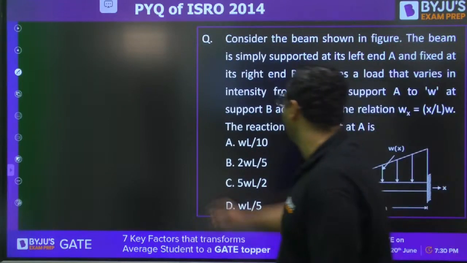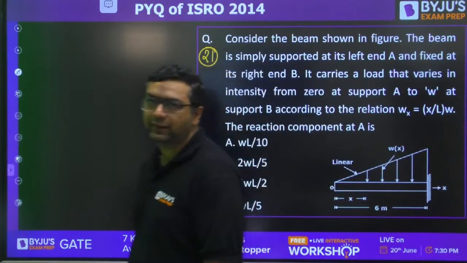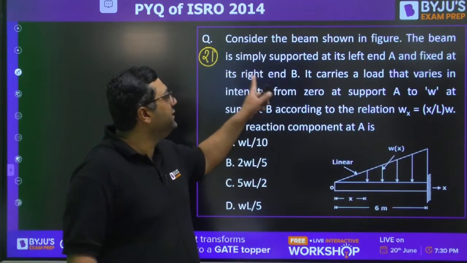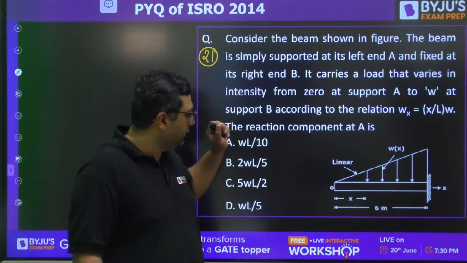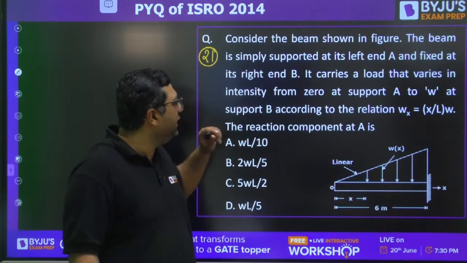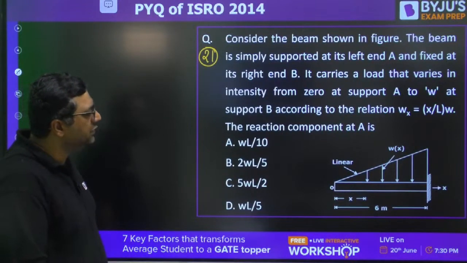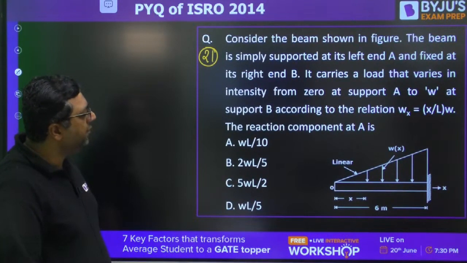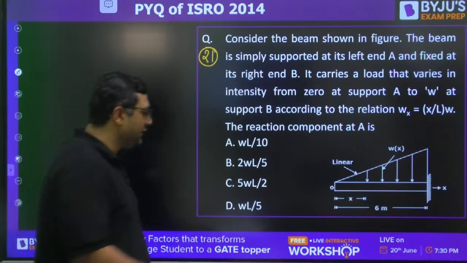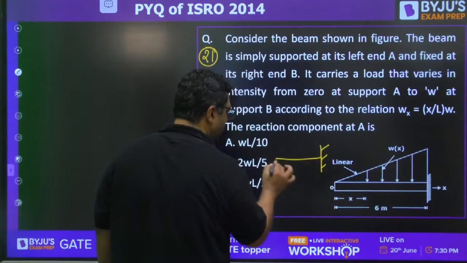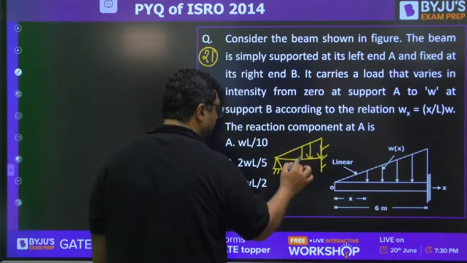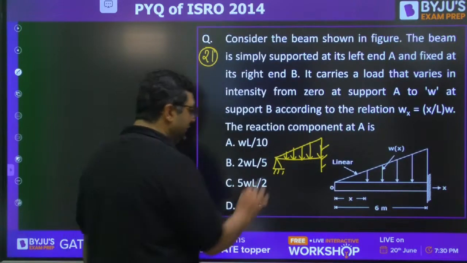This is question number 21. The question says, consider the beam shown in the figure. The beam is simply supported at its left end, and fixed at the rigid end. It carries a load that varies in intensity from 0 to w. The reaction component at A will be. This is actually like this, and you need to find out the reaction at A. For that, this is point A, this is point B.